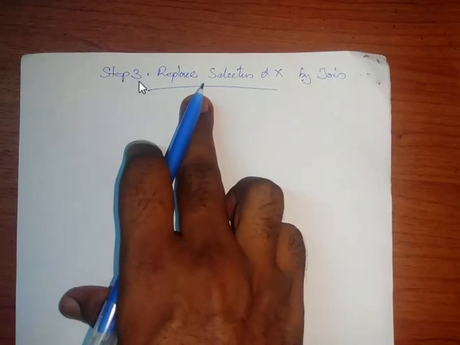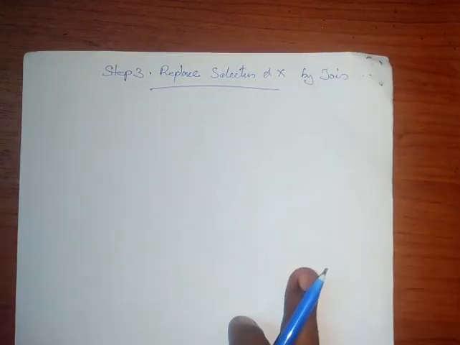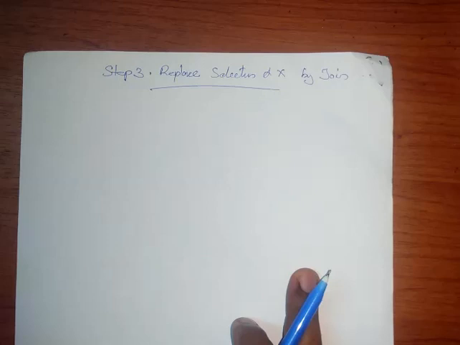The next step is step 3: replace the selection and cross by joining. You already know that in relational algebra the join operation does both the cross and the selection. So from the previous tree we are going to remove the cross and the selection condition, and we are putting the join instead of the cross and the corresponding select.